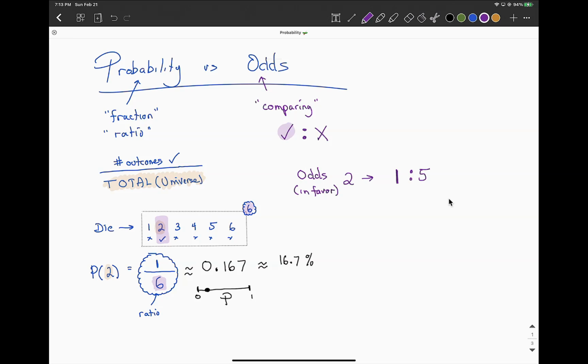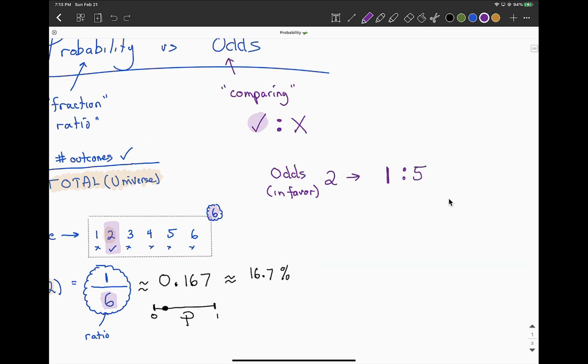Now, what it's doing is comparing two different probabilities. There's a 1 out of 6 chance of getting a 2. There's a 5 out of 6 chance of not getting a 2. But these are supposed to be comparing, and comparing 6 versus 6 is very redundant. And so we're going to be efficient and only compare the outcomes 1 to 5.